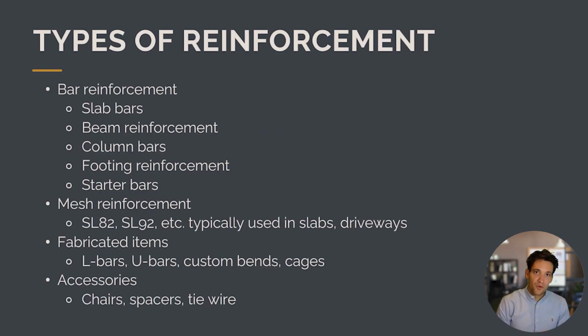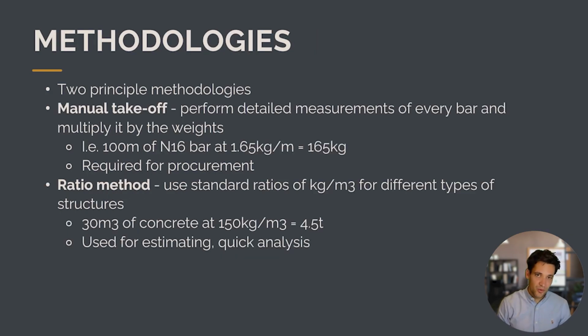Okay, so what are the different types of steel reinforcement? Well, we've got bar reinforcement, so these would be used in slabs, beams, columns, footings, as well as starter bars. We'd have mesh, so this is where we have like SL82 or SL92 mesh, which is used in slabs and driveways. We've got fabricated items, so we can have L-bars, U-bars, or custom bends, or even prefabricated cages that we'd drop into piles. And we'd also have accessories. So these are things like bar chairs that mesh will sit on, spacers, tie wires, and other components that we'll need to order.